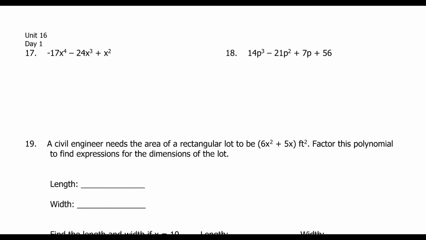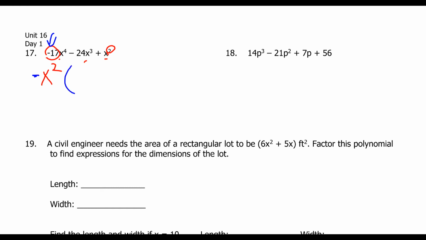Now, on number 17, if you'll notice, there's nothing that goes into 17, 24, and 1 evenly. So what we're going to do is look at the variables first. Smallest thing that we can pull out is the x squared. Now, we've got a negative leading coefficient. We don't want that negative sign, so we're going to slap a negative on the front of this.